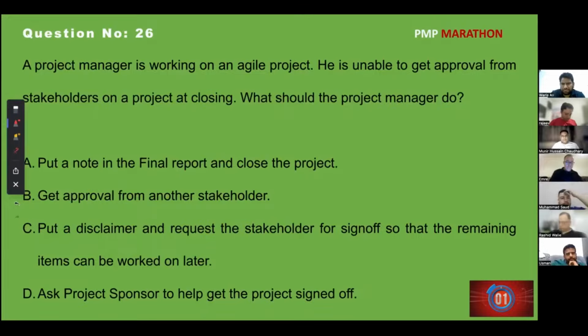A project manager is working on an agile project. He is unable to get approval from the stakeholder for closing. What should they do? Put a note in the final report? You cannot do that without closing. Get approval from the stakeholder. Okay, this is something that we need to escalate.